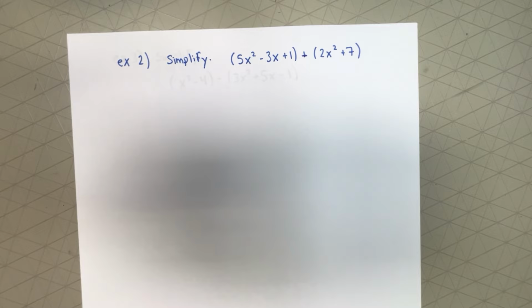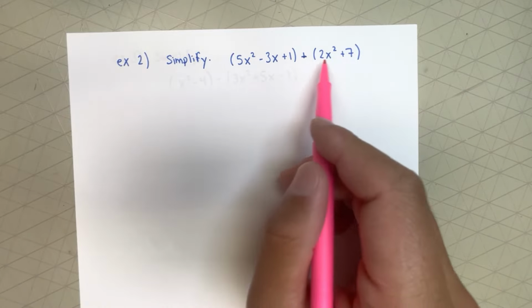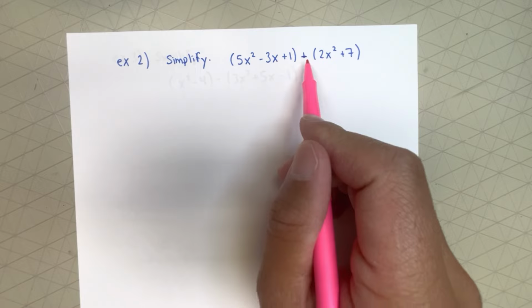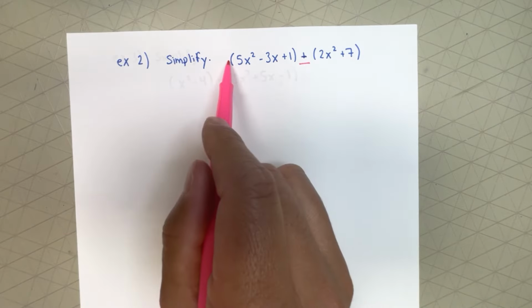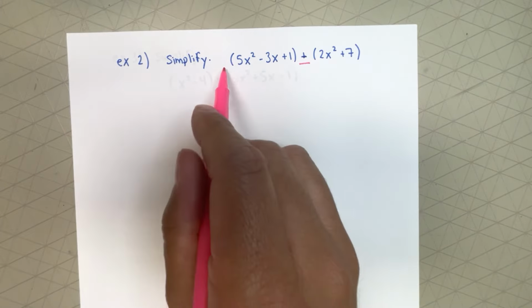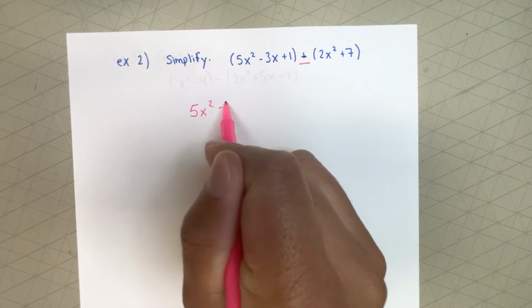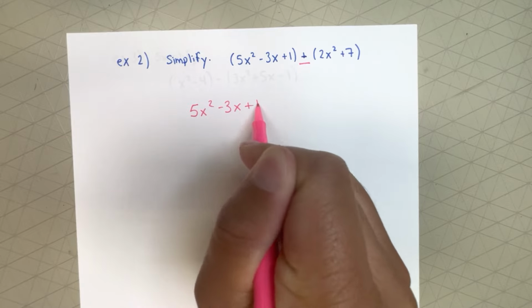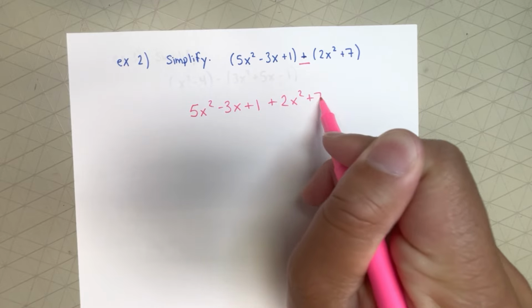So in example 2, if you feel ready, pause the video, try it, and then see what happens. So for this problem, I'm going to see that there's 2 parentheses. In the middle is a plus sign. So I'm going to ask myself, what's in front of this parentheses? It's a 1. What's in front of this parentheses? A 1. What do we say? If it's just a 1, just erase the parentheses. So I'm going to have 5x squared minus 3x plus 1. And then the other one's going to also drop, so it's going to be 2x squared plus 7.